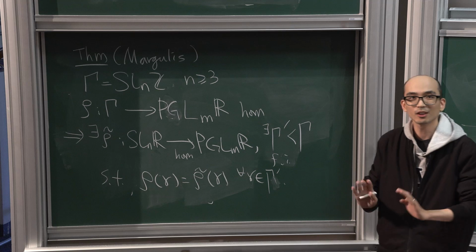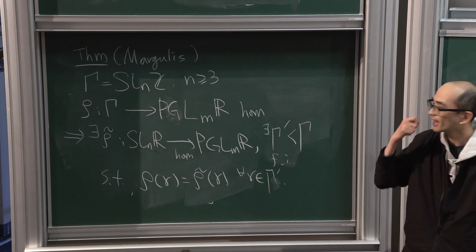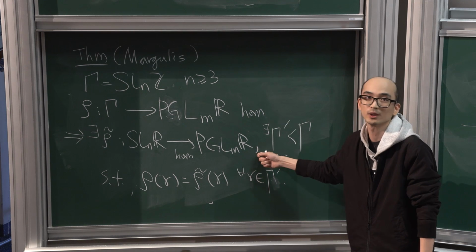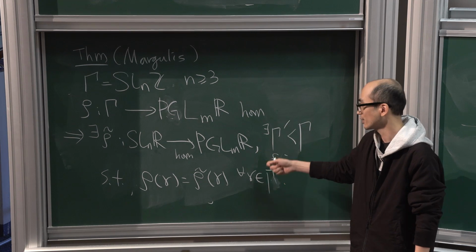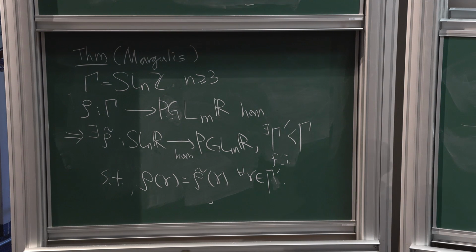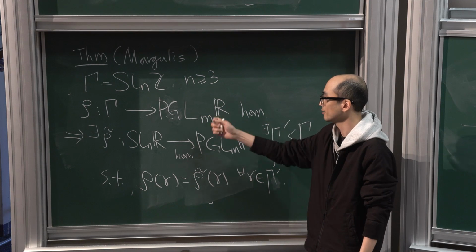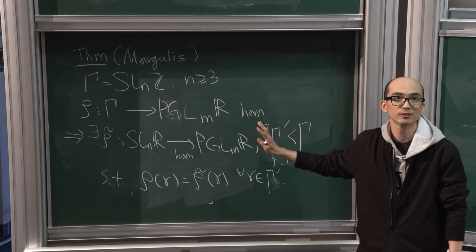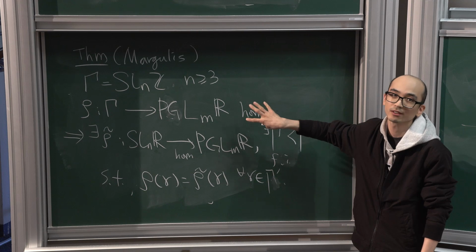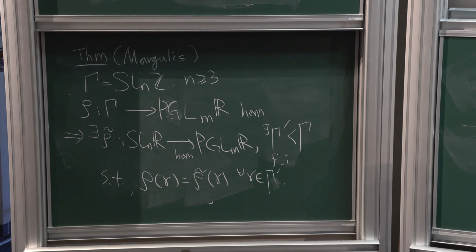No. That's another point of the statement. You do not assume anything. You just have any homomorphism from here. And then actually this will give additional information that the Zariski closure of the image should be semisimple or something like that. So I do not assume anything. This is just a homomorphism. So it is more special to SL_n(Z).